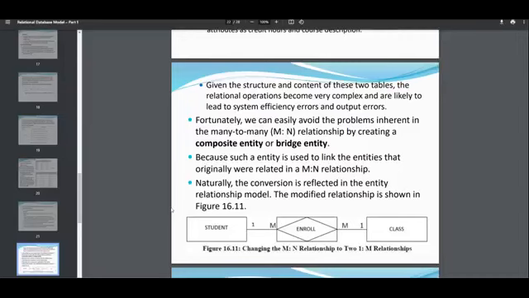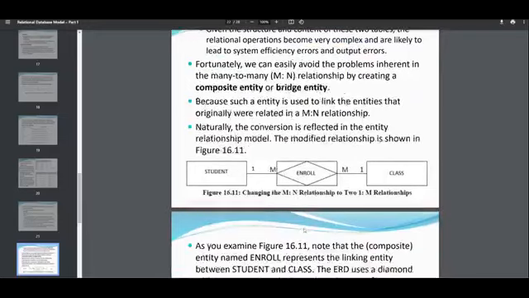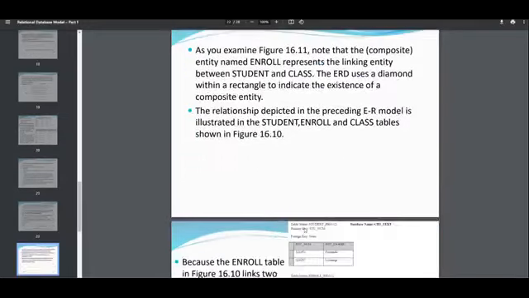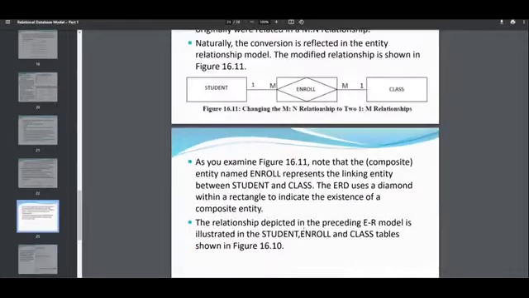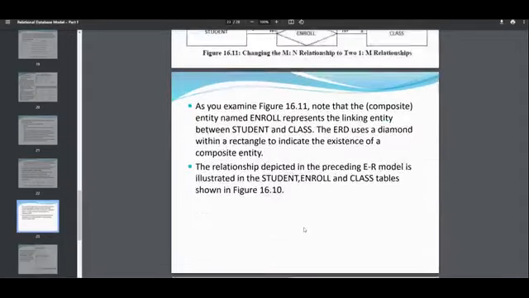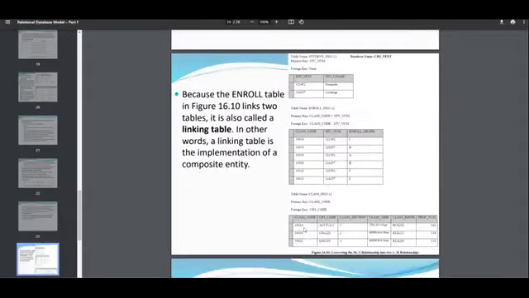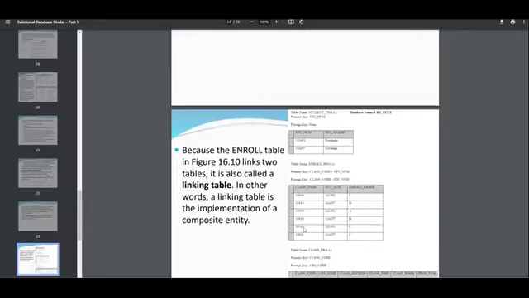Okay, then we learned an advanced way of representing many to many relationships: a composite entity relationship, then composite entity. By using composite entities, you can represent the same thing in an efficient way, right? So here, this is the way you can link two tables.